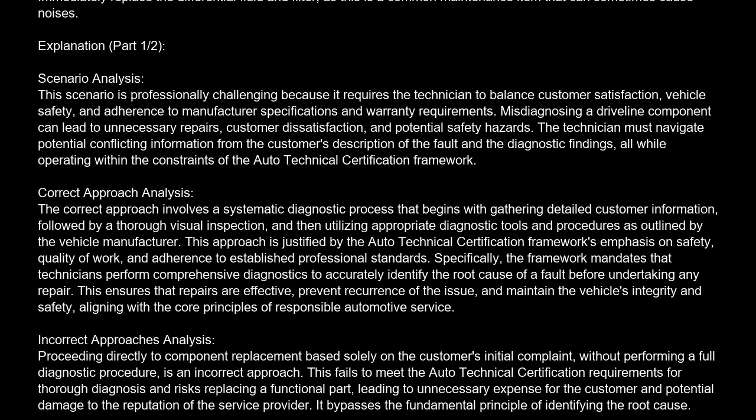The correct answer is D. Immediately replace the differential fluid and filter, as this is a common maintenance item that can sometimes cause noises.